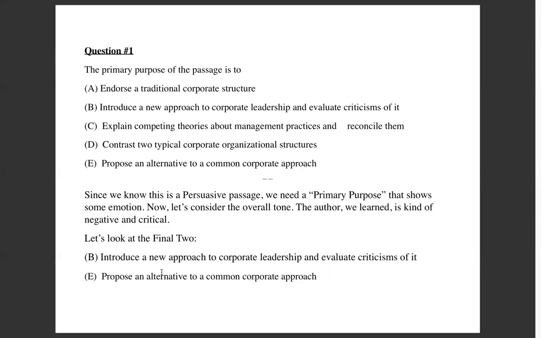Versus E, propose an alternative to a common corporate approach. So they're similar, but slightly different. B is focusing on introducing a new approach and then evaluating the criticisms of the new approach, whereas E is essentially proposing a new approach. So if I think B is the right answer, I think the structure of the passage goes something like this: here is a new approach, and here are the criticisms of that new approach. Whereas E is saying, here is the new approach that I recommend. So I'll give you a second to think about those two. Make a guess as to whether you think the correct answer is B or E. And I know that's a little mean because we didn't really fully read the passage, but take a second.